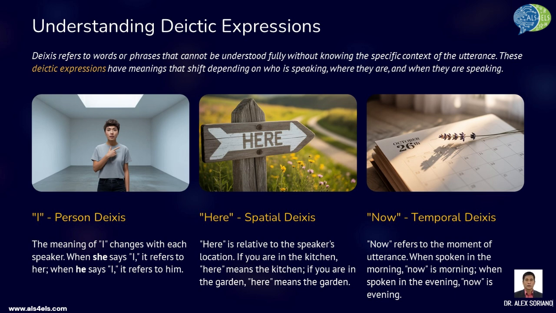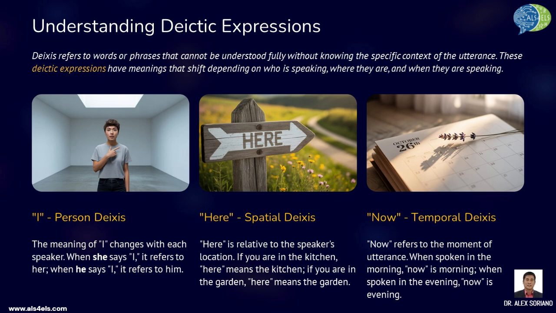Deictic expressions are words or phrases that can't be fully understood without knowing the context of when and where they were said. Their meaning changes depending on who is speaking, where they are, and when they are talking. Let's look at the three most common types. Person deixis, I. This refers to the people involved in the conversation. The meaning of I shifts with each speaker. When I say I, I'm referring to myself. If you say I, you're referring to yourself.